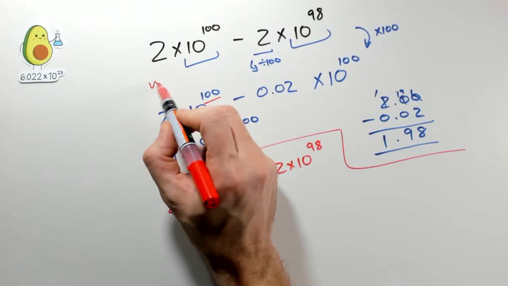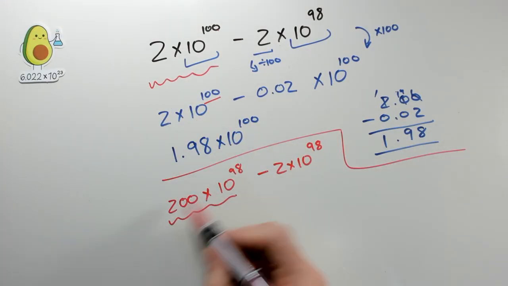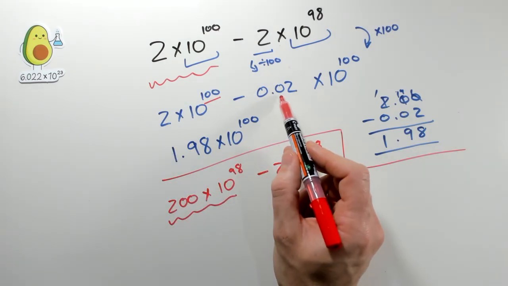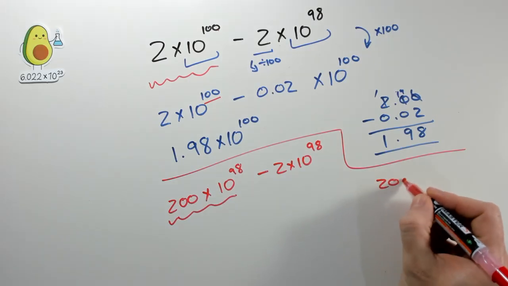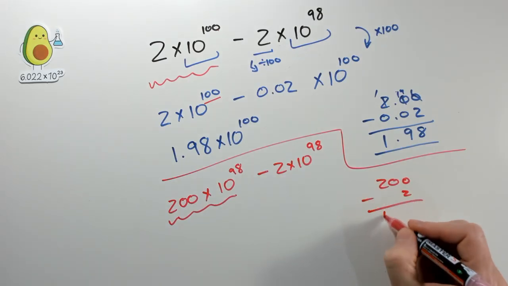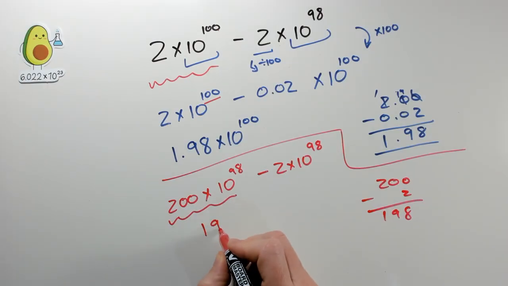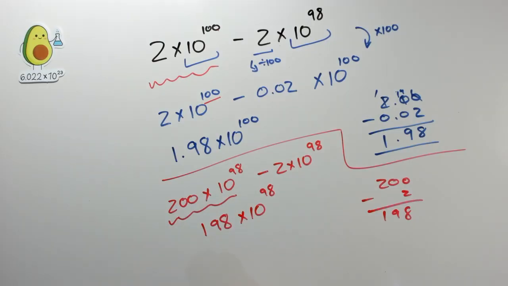So basically that number is now the same as this one, and I'm kind of doing the same thing. So instead of having the 2 and the 0.02, I have nicer numbers. You might say, well, 200 minus 2 is going to be this. Okay, so that's quite easy. So I have 198 times 10 to the power of 98. But the big catch here is that this is correct, but it's not standard form. And you usually have to leave these in standard form.